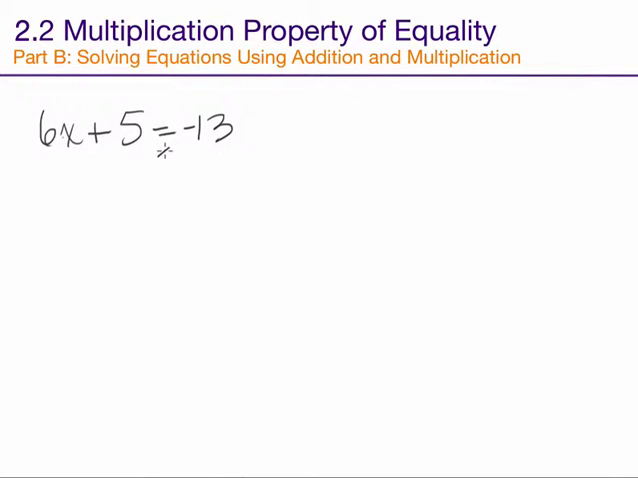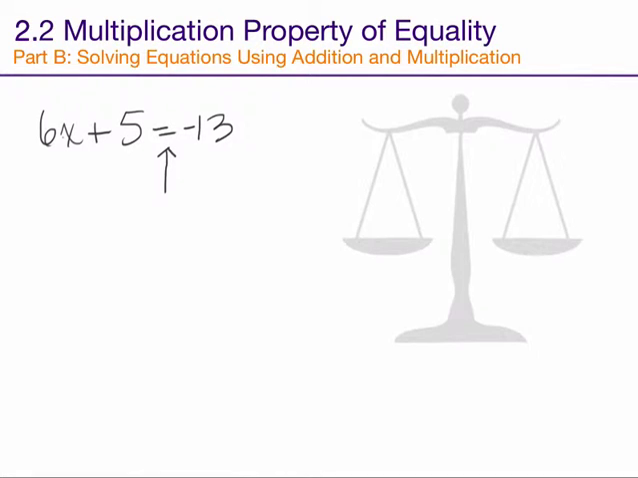notice that I have an equal sign here, which is acting like a balance. On one side of my balance, I have 6x plus 5. On the other side of my balance, I have negative 13. If I want to solve for x, then I need to get it completely by itself. If I can't do that by dividing the left-hand side by 6, in other words, by using the multiplication property of equality, then let's see if we can use the addition property of equality.